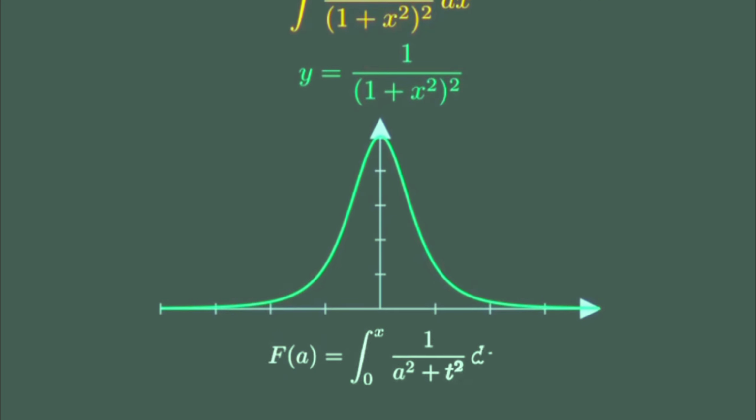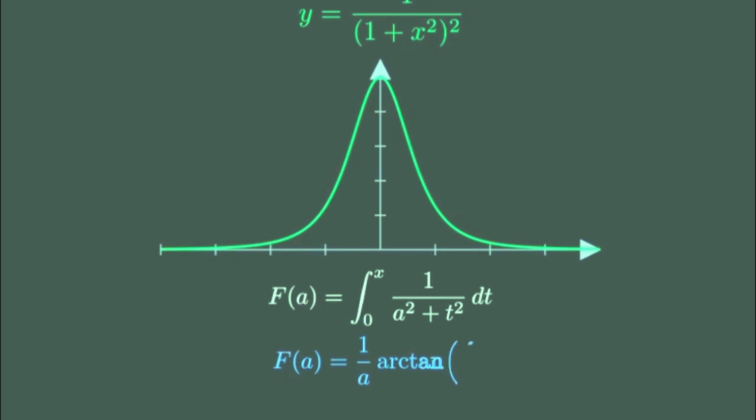Now, here is the Feynman trick. Instead of attacking the integral directly, we introduce a parameter, call it a, and create a simpler function. We define f of a as the integral from 0 to x of 1 over a squared plus t squared, dt. We can evaluate this integral in terms of arctangent.